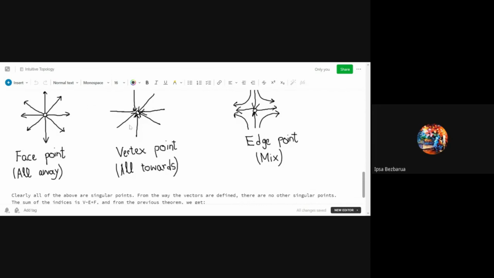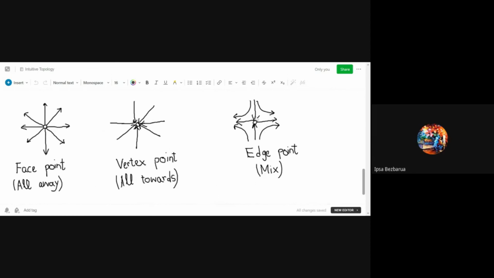This also has an index of 1 because the vectors are moving clockwise as I'm moving clockwise. And for this one, as I'm moving anti-clockwise, I see that my vector is moving clockwise till here. And when I'm going this way, the vector is also moving clockwise over here. Hence, the index of this point is going to be -1.